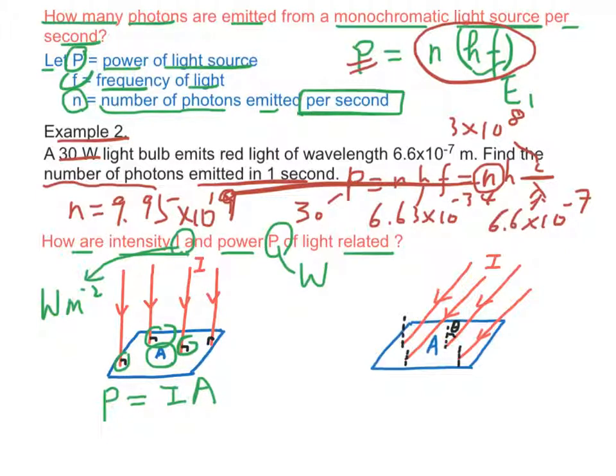However, if the light acts in a direction with angle theta to the normal on the surface of area A, then we have the power of light on the surface equal to I cosine theta times A.